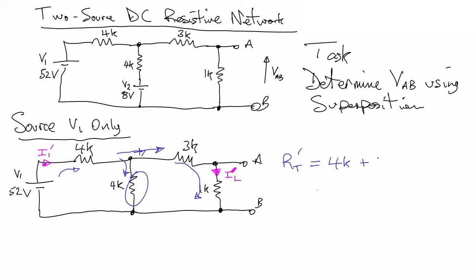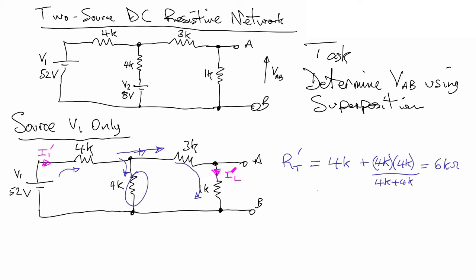Okay, so it's going to be 4K times 4K. So these are in parallel, so it's product over sum. 4K plus 4K. And that, of course, is going to be equal to, well, 4K times 4K gives you 16 million. 4K plus 4K gives you 8,000. 16 over 8 gives you 2. A million over 1,000 gives you a K. So that's 2K altogether added to the 4. So a total of 6 kiloohms. That is our value for RT dash.